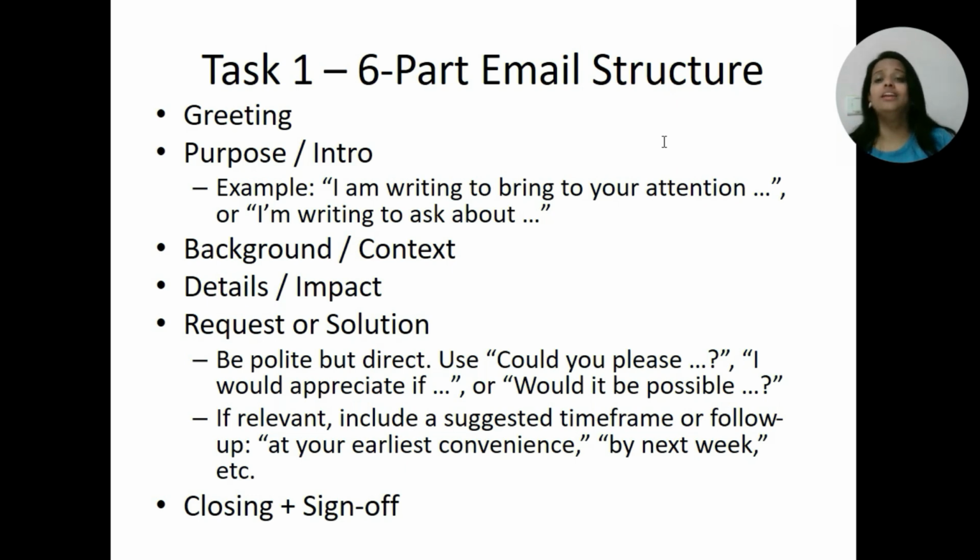And the next one is the purpose or the introduction. Try to immediately state why you are writing and keep it very short, like 1 or 2 lines is enough. Example, I'm writing to bring to your attention, or I'm writing to ask about so and so. So keep it short, 1 or 2 lines. And then comes the background or the context. Provide the relevant details: when something happened, who was involved, any other factual information. This helps the reader understand why you are writing and sets up the rest of your email.